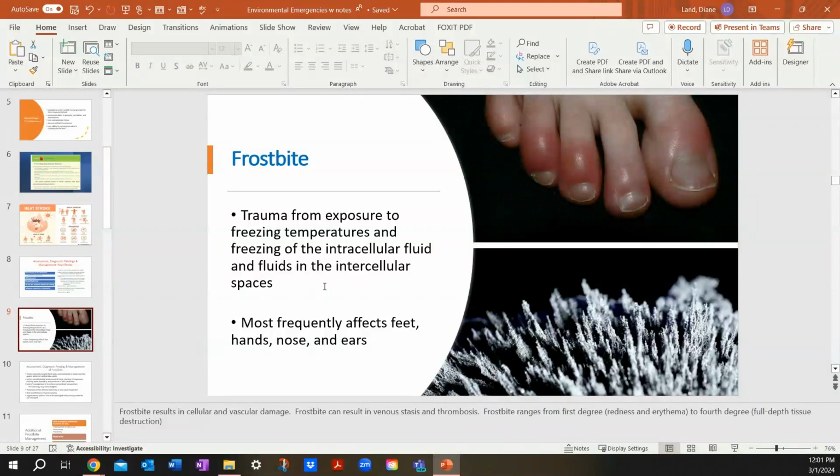Most frequently affects the feet, hands, nose, and ears, so our extremities. Frostbite results in cellular and vascular damage. Frostbite can result in venous stasis and thrombosis because there's no circulation, right? And then we've got these clot formations. Frostbite ranges from first degree redness and erythema to fourth degree full depth tissue destruction. So that's when you have the black toes.